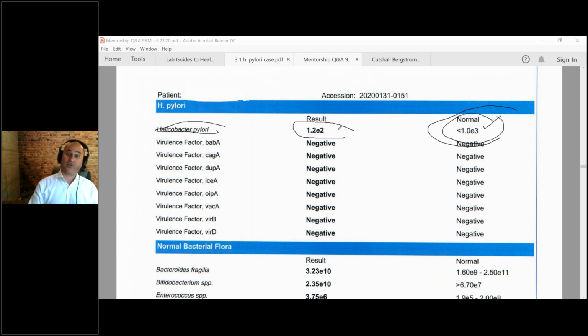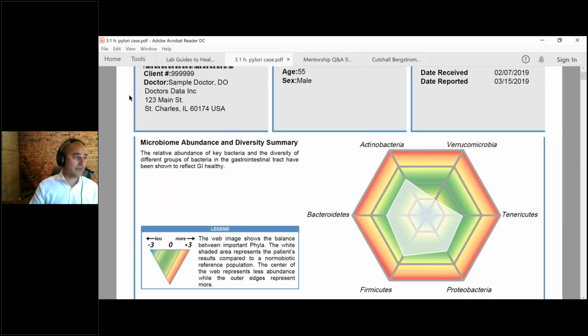However, some people will treat any marker that shows up here, because if there's no H. pylori detected, it'll say DL, or under detected limit, or just be negative. So that's a judgment call if you want to treat H. pyloris that are detected but in the normal range. It just depends on how sick the person is and how much you think it might help.